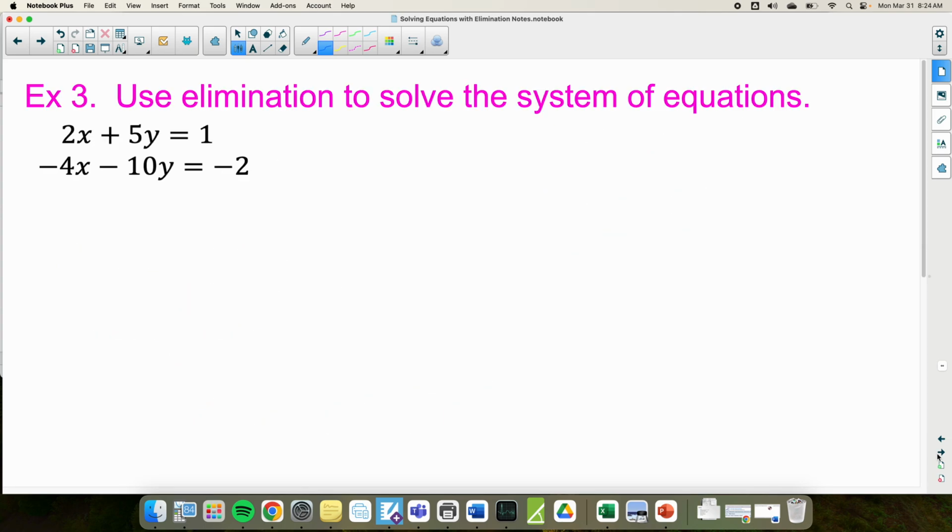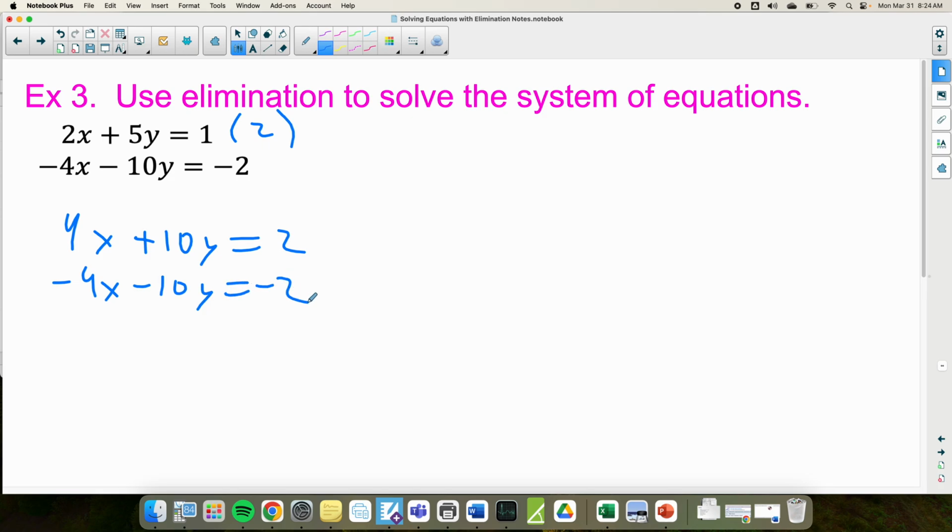Alright, so now for this one, we're going to multiply the top one by 2. So we have 4x plus 10y equals 2. And then the bottom one stays the same. You add them. 4x minus 4x gets you 0. 10y plus negative 10y gets you 0. 2 plus negative 2 gets you 0. So 0 equals 0. So that is a correct statement. So that means that it's infinitely many solutions.